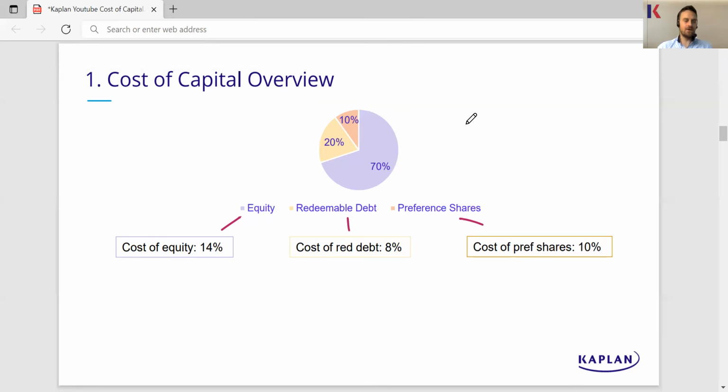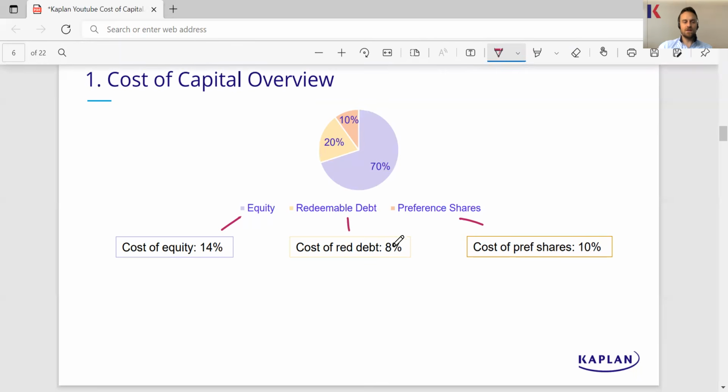Now, when you're doing this calculation, you know the answer is going to be somewhere between 8 and 14 because that's the highest and the lowest cost. And because we've got a lot more equity, I'd expect it to be up towards that 14% mark. So it is going to be weighted up towards the 14%.